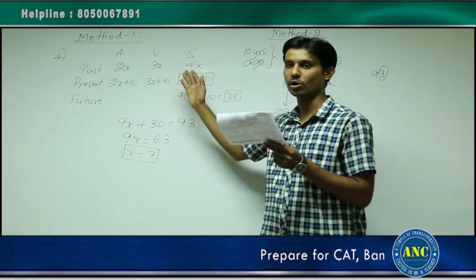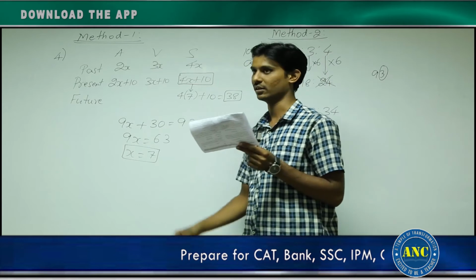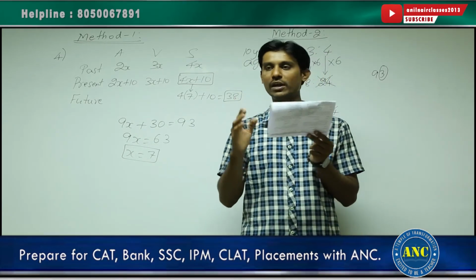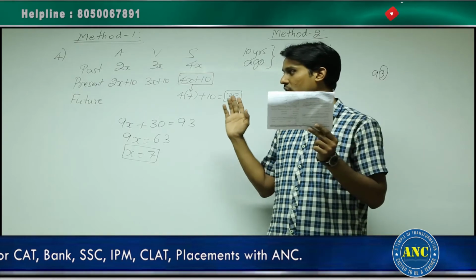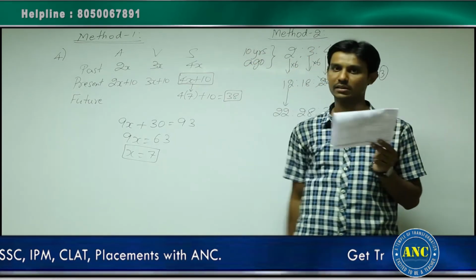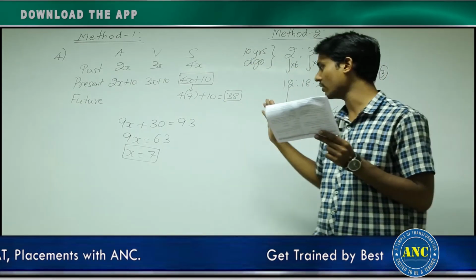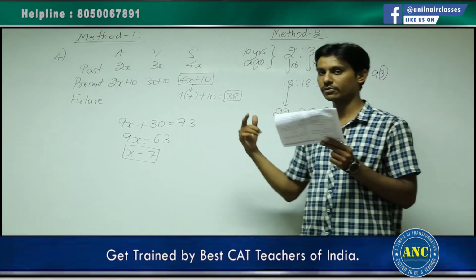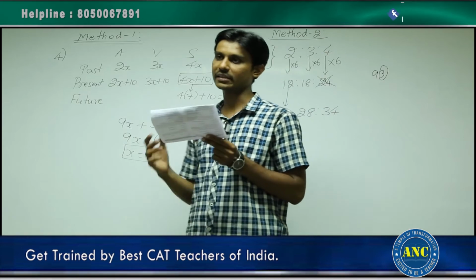Don't take it as X and all those things and waste your time in the examinations. Just make use of answer options. Answer options will always give a very fast way in problems based on ages. It will solve the problem very effectively and in less time also. I think you are clear with the fifth question, right? 10 years is the answer.